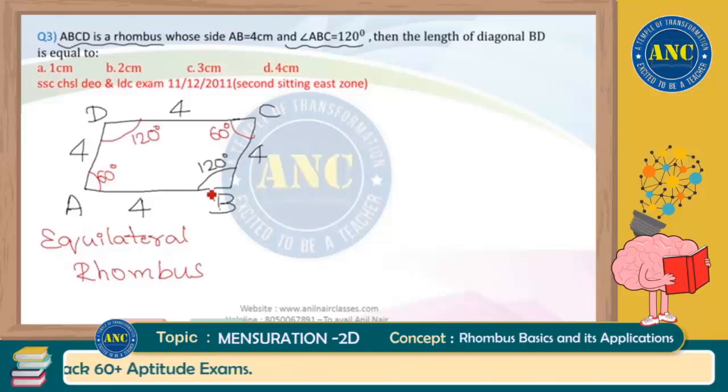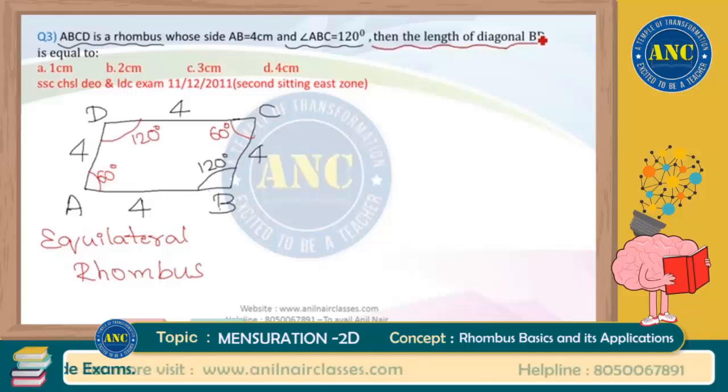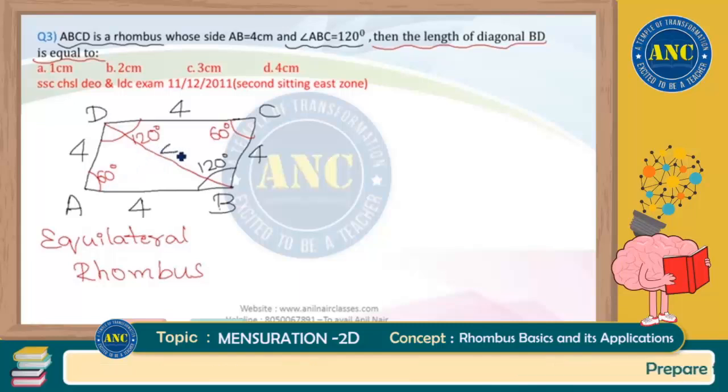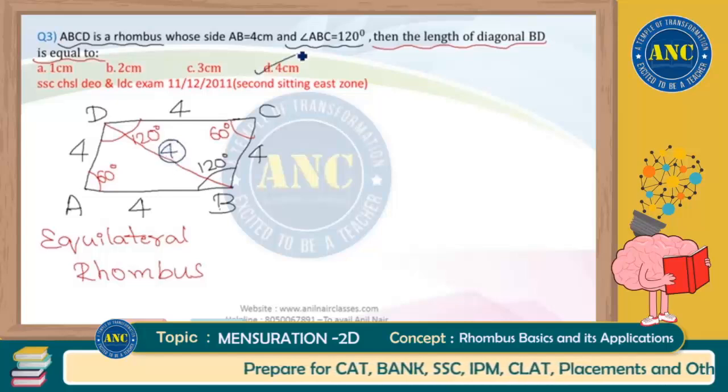What they are asking in the question is: find the length of the diagonal BD. This particular length BD is what they are asking. And I also told you one more key point, that one of the diagonals, in this case BD, is equal to the length of the side of that rhombus. It is 4. So the answer is 4 centimeter for this question.